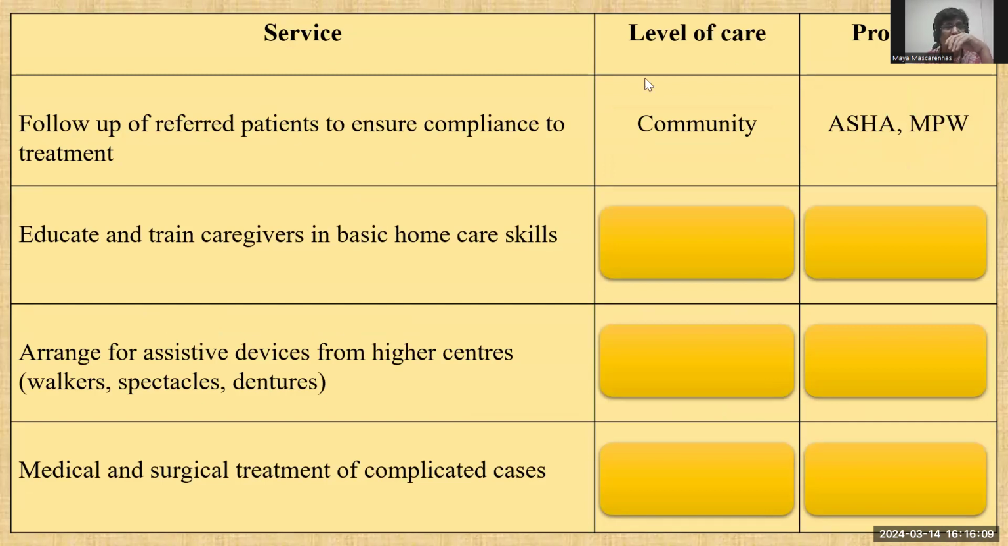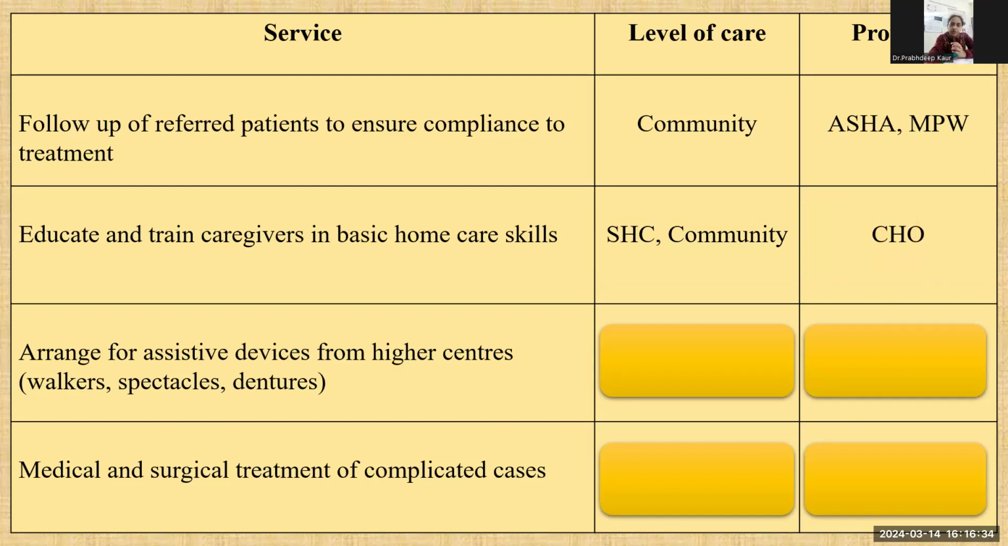ओके प्रदीप. Educate and train caregivers in basic home care skills. कहाँ पे करेंगे ये, किस लेवल पे? This is a community level. ओके एंड सब सेंटर लेवल अगर वो आएंगे। Sub center level. एंड कौन करेंगे ये? CHOs, एंड MPHW females. MPW से ज्यादा CHO की जरूरत है ये, क्योंकि ये ट्रेनिंग वाला है तो CHO की जिम्मेदारी.